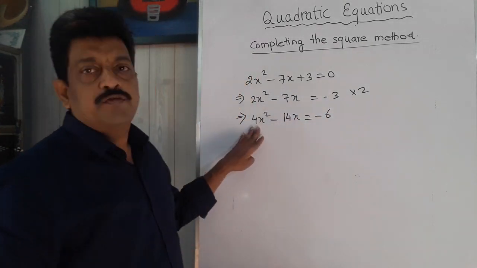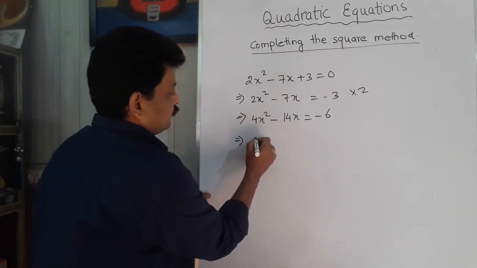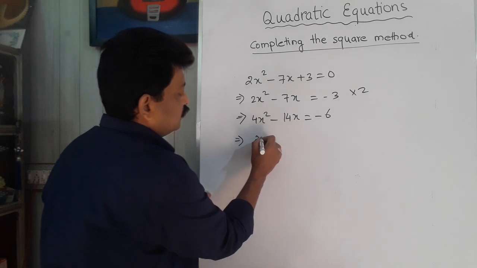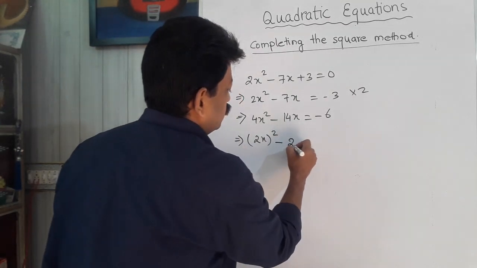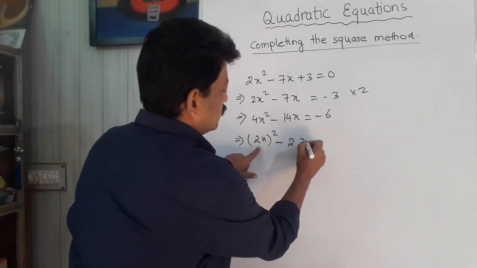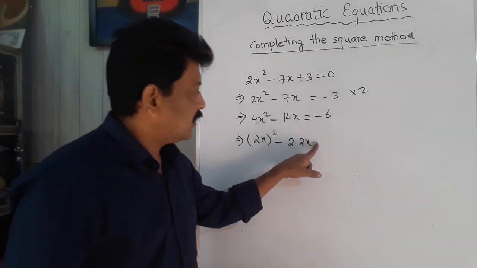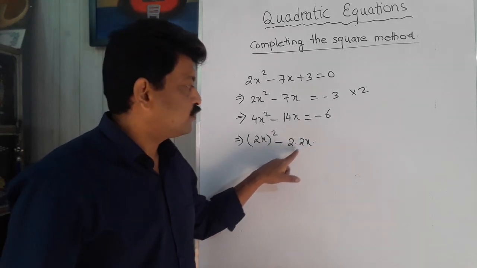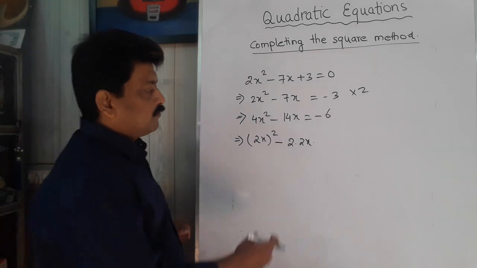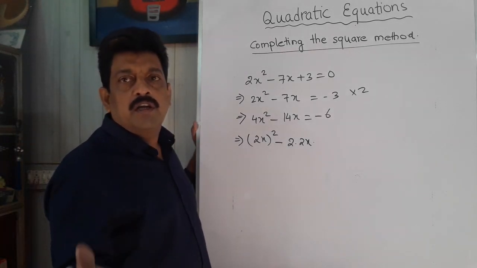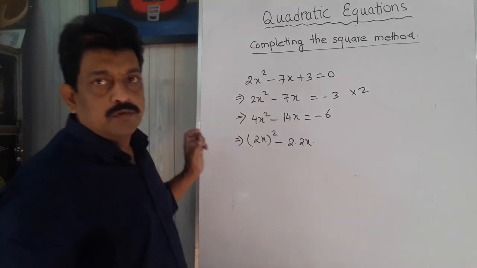Now since 4x square can be written in the form of a whole square, it is 2x whole square minus 2a is 2x. Now we have to think of a number here which will be multiplied with these two, and the product will become minus 14x. Naturally, you will not get any whole number, because 2 2s are 4.